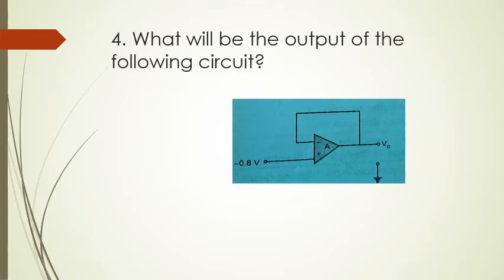So that's why this circuit is called a buffer, or a unity gain amplifier, or it is also called the voltage follower circuit. So here the correct answer will be minus 0.8 volt, which is option A.